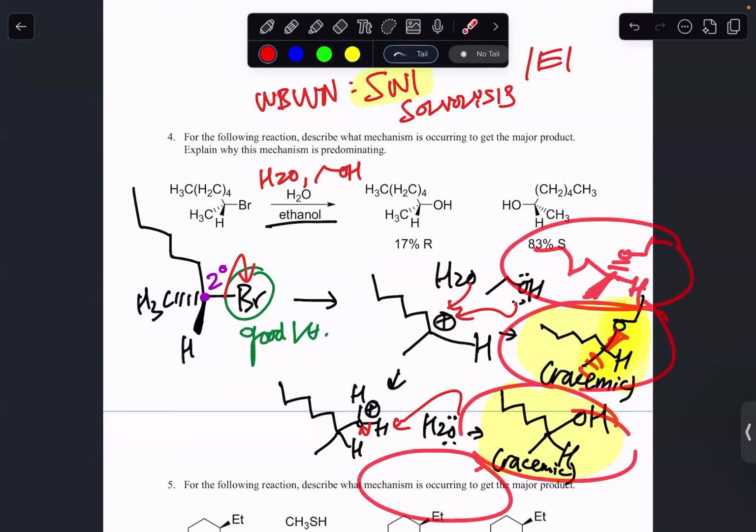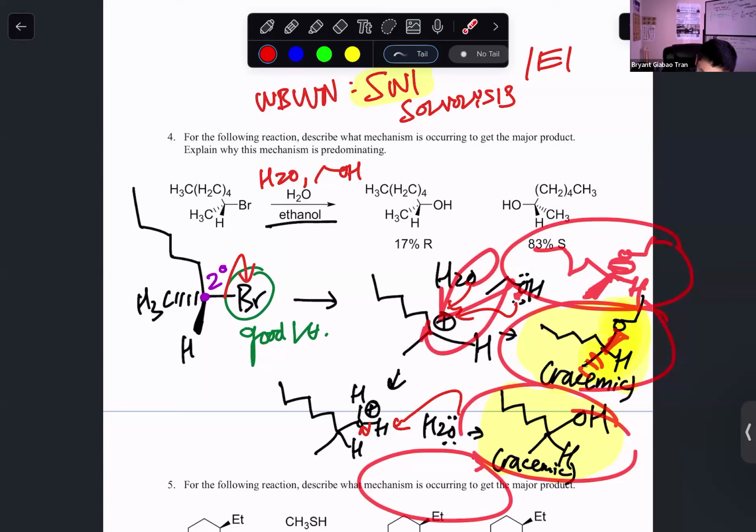Okay, makes sense. Right. And the reason why we get a mix here is because you know how this is a flat sp2 carbon. When the water or alcohol attacks, it could attack on the top side or bottom side, giving us a wedge or dash product, like that.